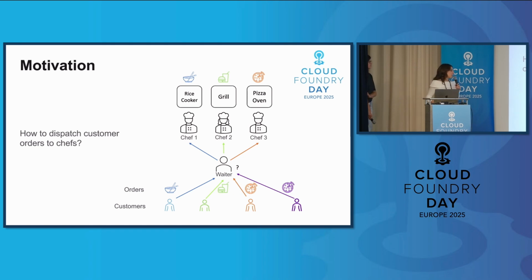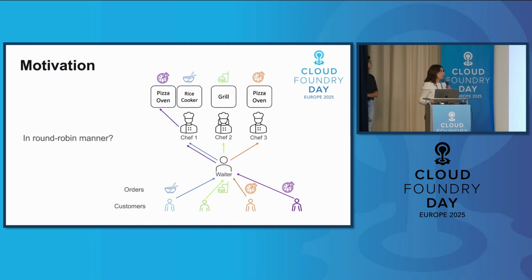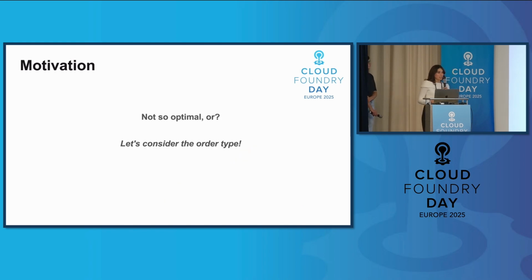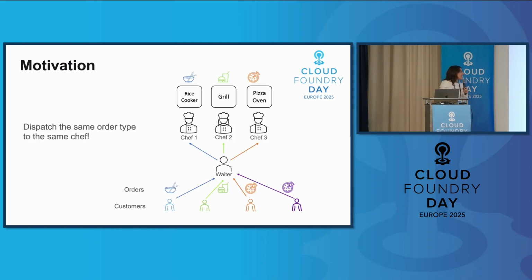The waiter just continues dispatching the orders in a round-robin manner, as he used to do. But now we need to heat another pizza oven. This is obviously not so optimal, I would say. So given that we have a hot pizza oven already, why not dispatch this order to Chef 3 instead?